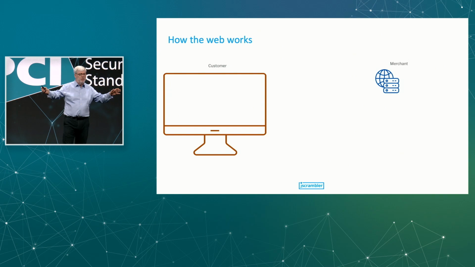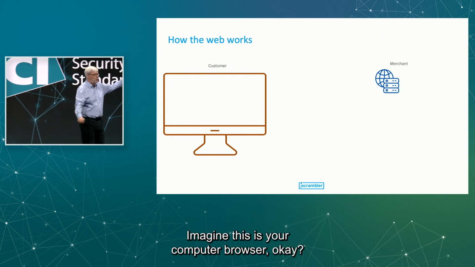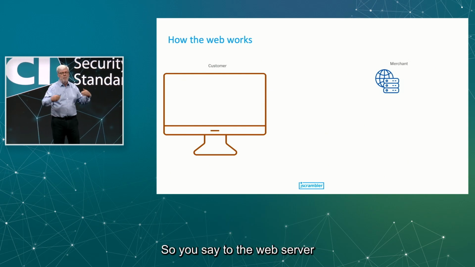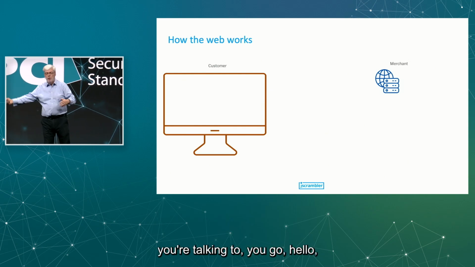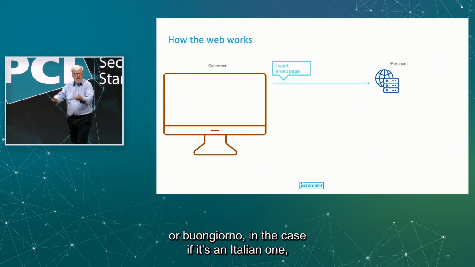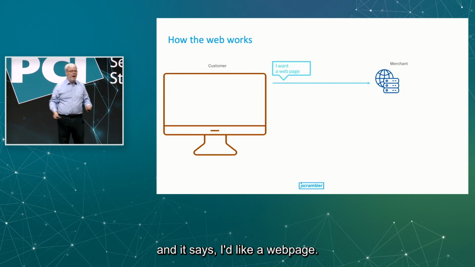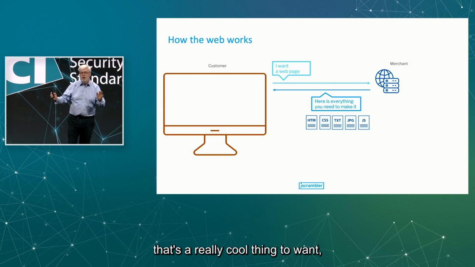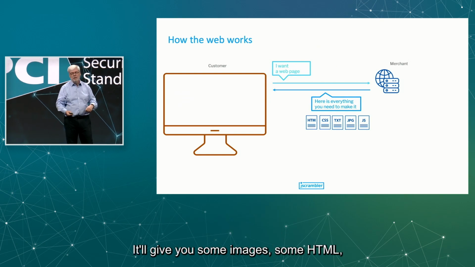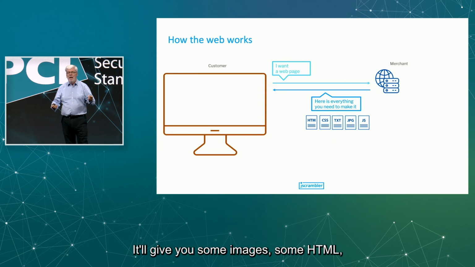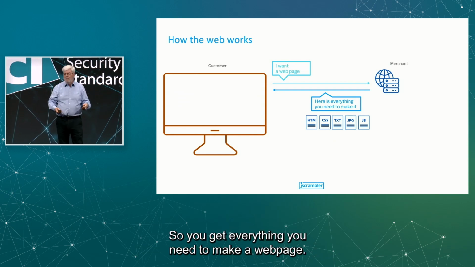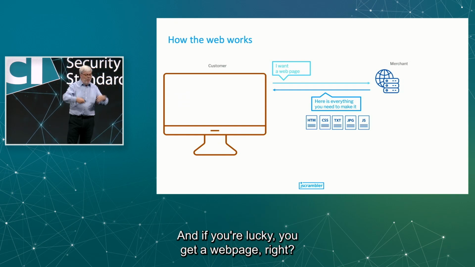So imagine this is your computer browser, okay? So you want to go to a shop, you want to go to a website. So you say to the web server you're talking to, hello, or buongiorno in the case if it's an Italian one, and he said, I'd like a web page, and the web server says, that's a really cool thing to want, here is lots of stuff you need to make a web page. It'll give you some images, some HTML, some text, some cascading style sheets, so you get everything you need to make a web page, and if you're lucky, you get a web page, right?